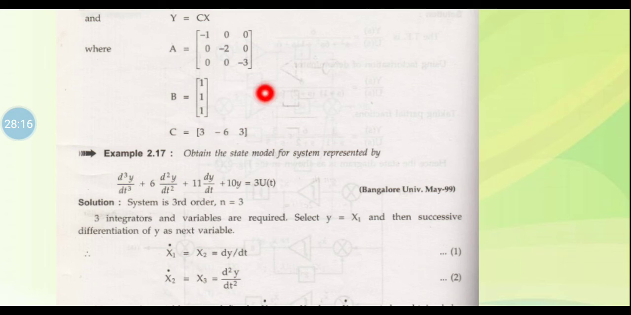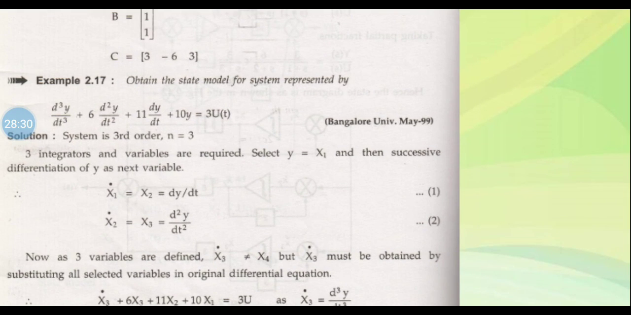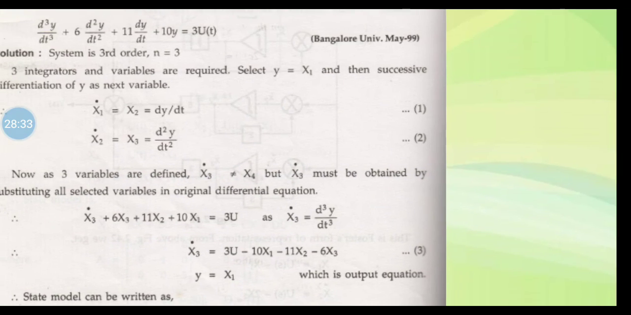This represents y of s. You see the Foster form, what I have shown? This represents y of s. This A represents x1 dot, x2 dot, x3 dot. In B, all inputs are there for x1, x2, x3, due to that it is 1. Okay. Now we will take one more problem.